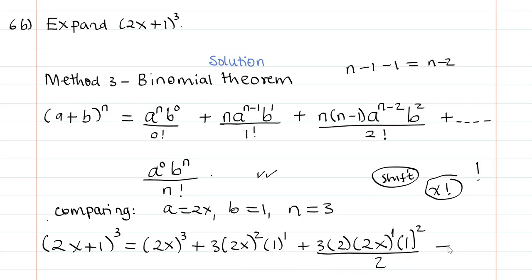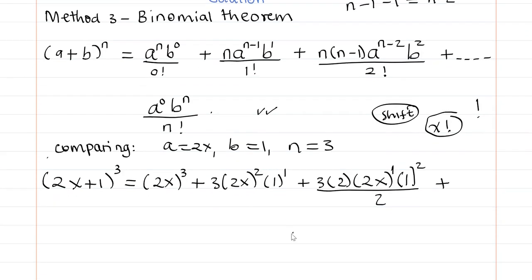And then plus now the third term. The third term will be n, which is 3, into n minus 1, which is 2, into n minus 2, which is 3 minus 2 gives us 1 here. And then we put our 2x, which is a. Now the power goes to 0 because it becomes n minus 3. N minus 2 here, the next time is n minus 3. The next time is n minus 4. So 3 minus 3 is 0.